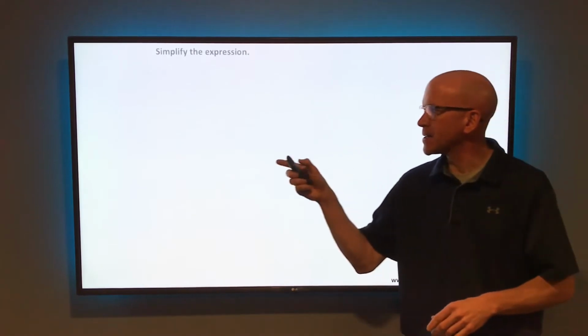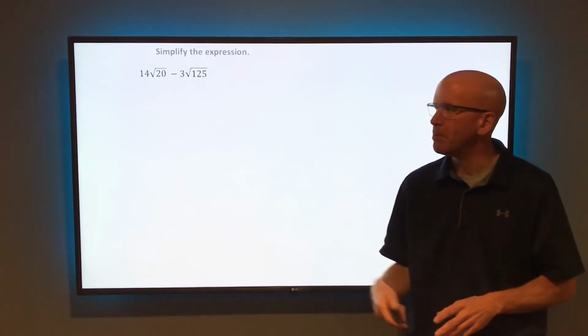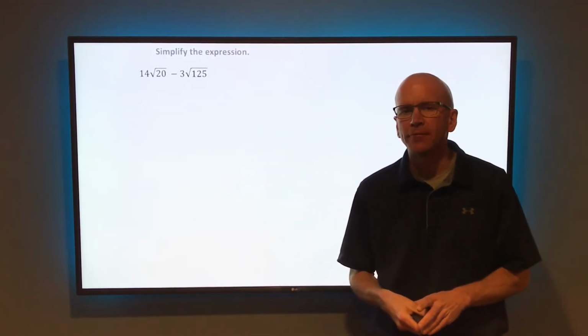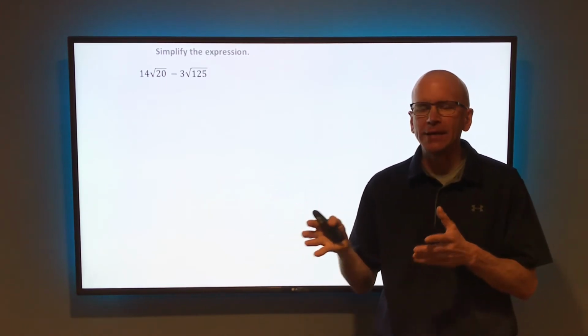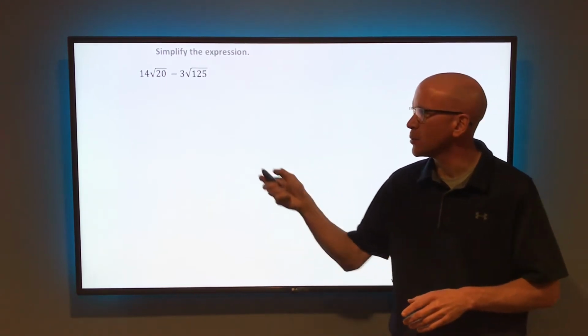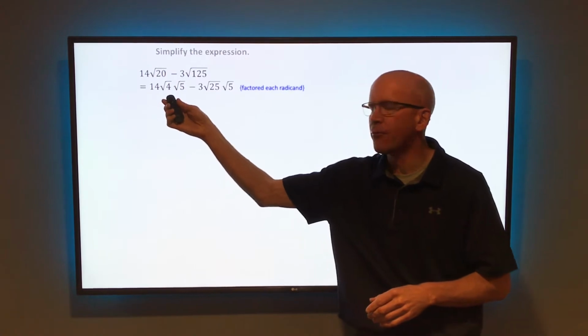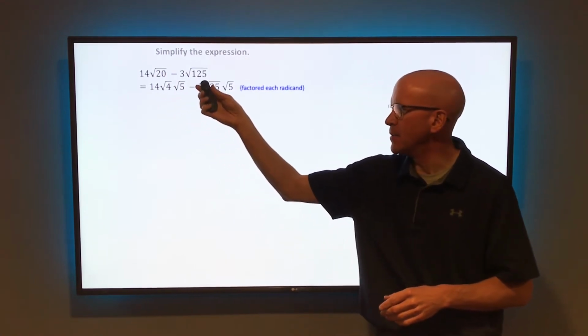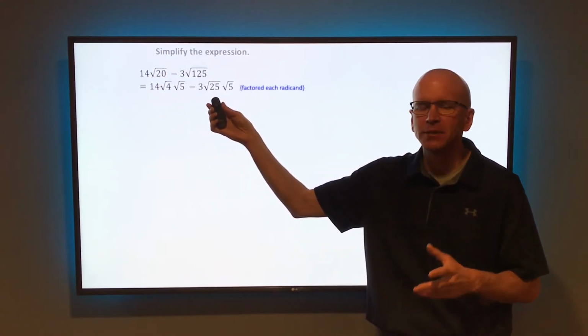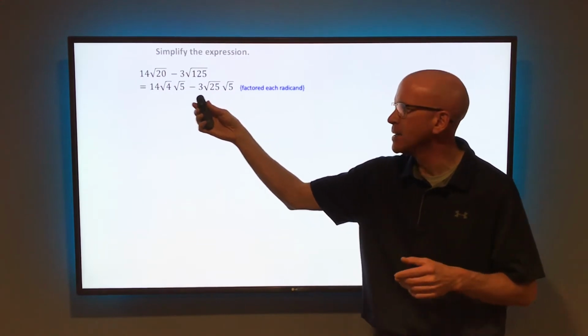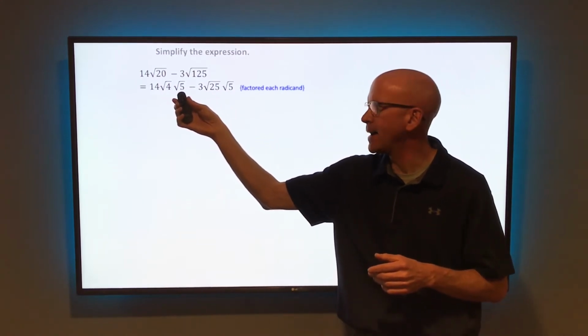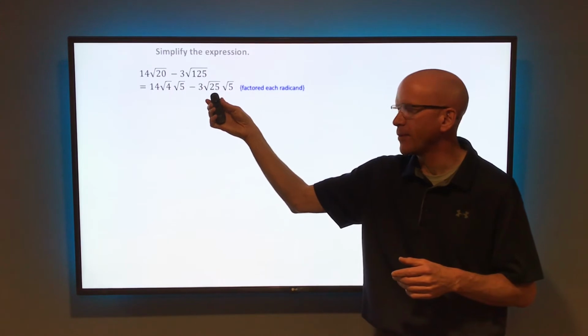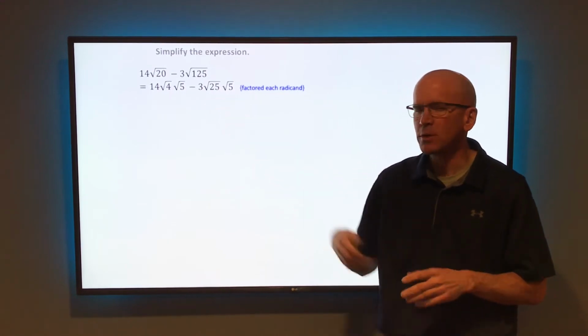We're going to simplify the expression 14 times the square root of 20 minus 3 times the square root of 125. See if you can break that down into something that can be simplified. Starting with the square root of 20, that will break into the square root of 4 and the square root of 5. And then the square root of 125 splits into the square root of 25 and the square root of 5. So 4 is a perfect square, 5 is left over, and in the other one, 25 is a perfect square, 5 is what's left over there.